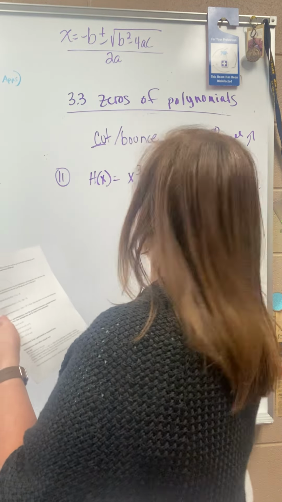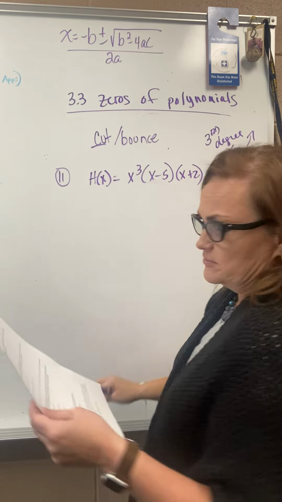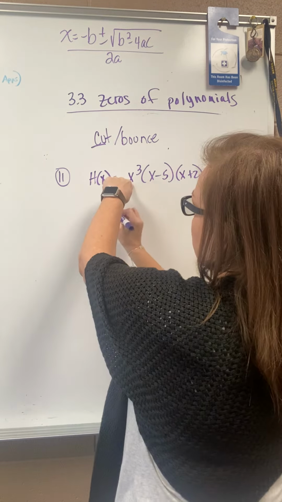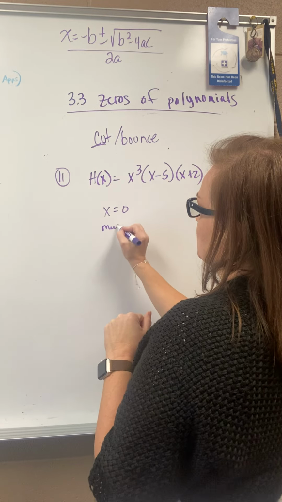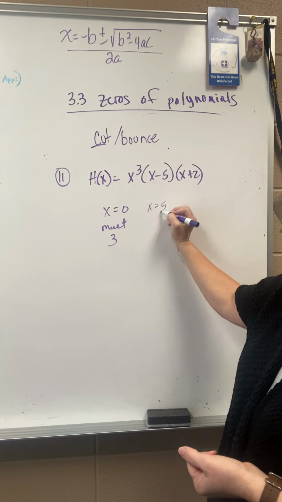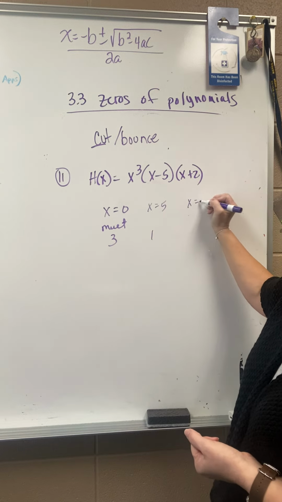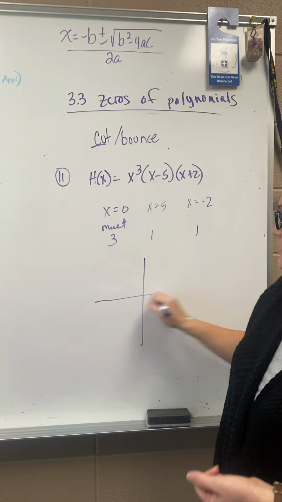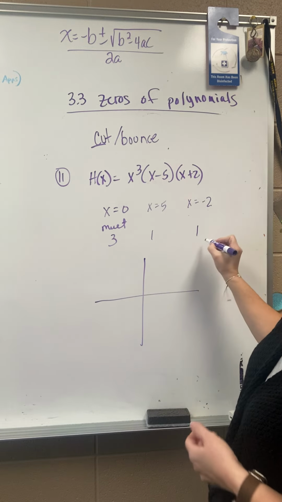So on number 11, all of these are odd amounts. This is an x equals 0, repeated 3 times, or multiplicity 3. And then this is x is 5, just there once, and x is -2, just there once. So all of these are cutting through the axis.